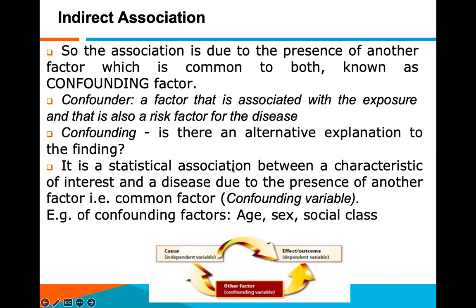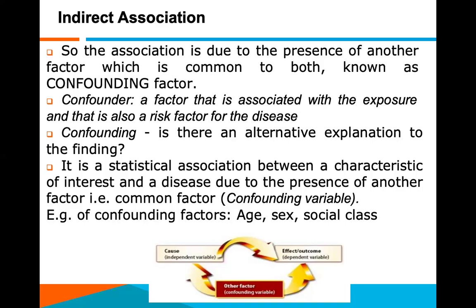Let's look at how they differ from indirect association. If an association occurs and its occurrence is due to the presence of another factor which is common to both, then we say that factor is known as a confounding factor. For instance, we can say that drinking coconut oil can cure diabetes. But a person may not be drinking only coconut oil. Although the person is taking coconut oil every day and his or her diabetes is going down, there can be other confounding factors also contributing to that.